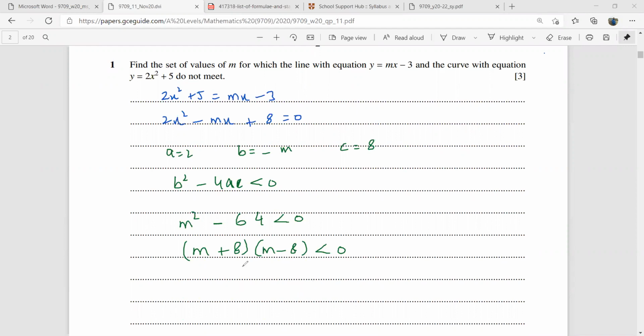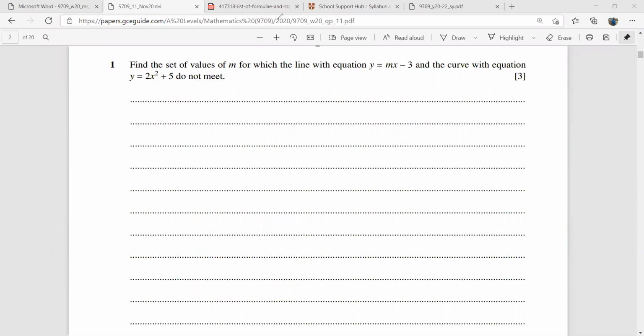So from here, you declare that the two values of m are 8 and minus 8. And m is going to be between those two values, because of the less than sign here. So your answer is going to be m is between minus 8 and 8. If the line does not have to intersect the curve, then m has to be between minus 8 and 8. Okay? I'm moving to the next question.